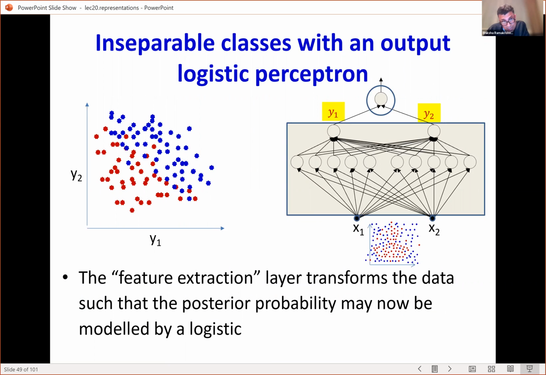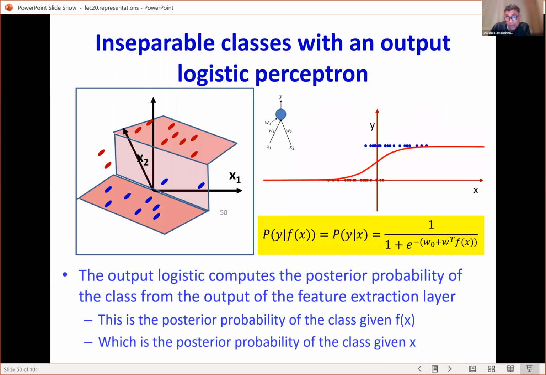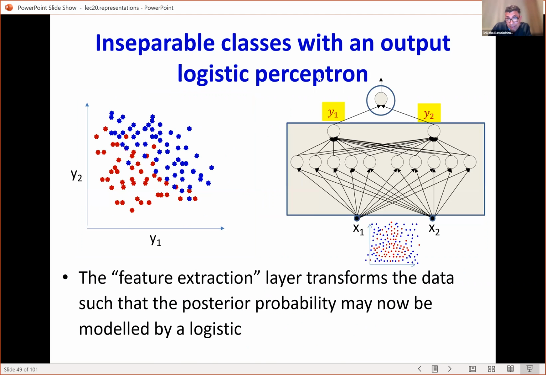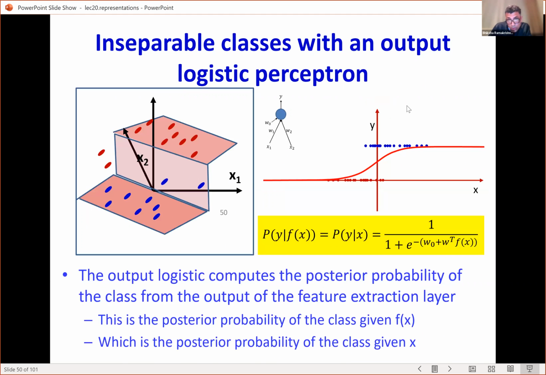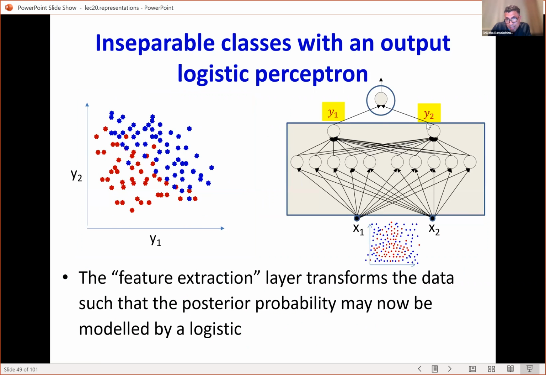What probability, Lakshay? Class 1, the posterior probability, yes. It computes the a posteriori probability of the classes, right? But it actually computes the posterior probability of the classes given the input to the neuron, and the input to the neuron is going to be f of x, where f of x is the function represented by this gray box, the rest of the network.